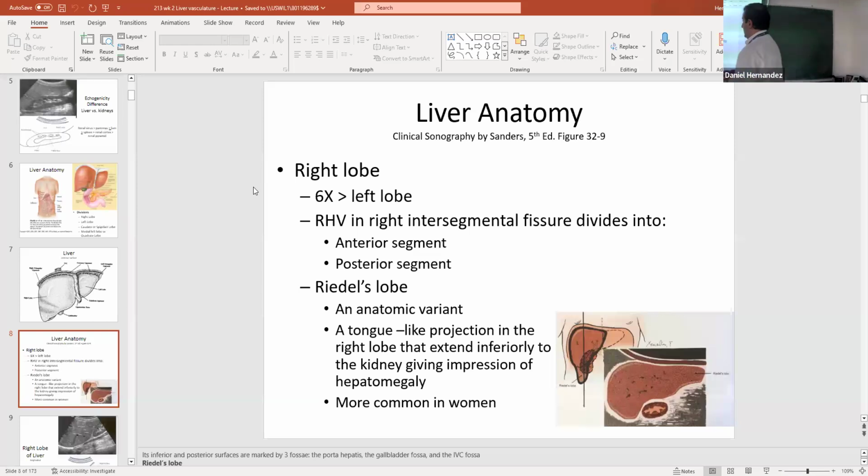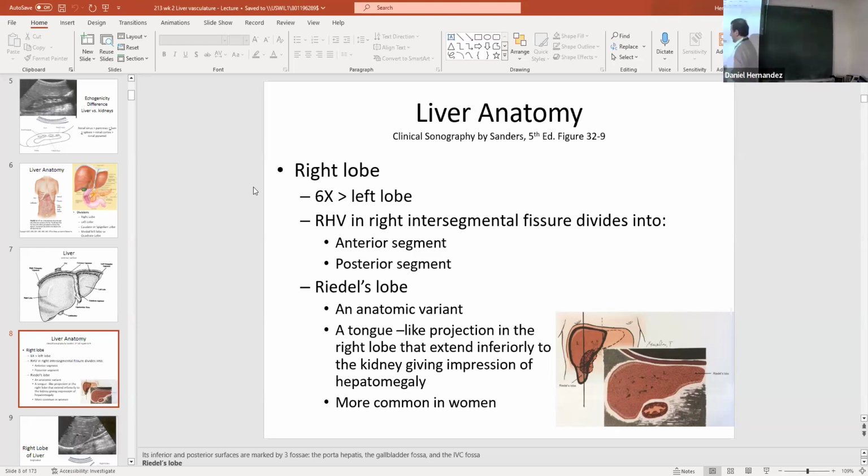The right lobe is about 6 times larger than the left. We further divide that right lobe into anterior and posterior segments. So we're going to learn in a moment that we use the hepatic veins that course through the liver to divide the liver further into separate segments. And then that right lobe is divided into an anterior and a posterior segment.